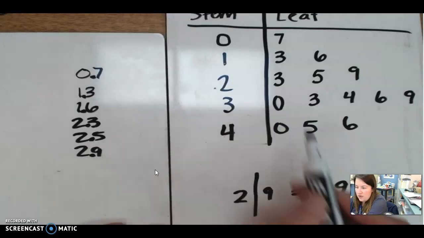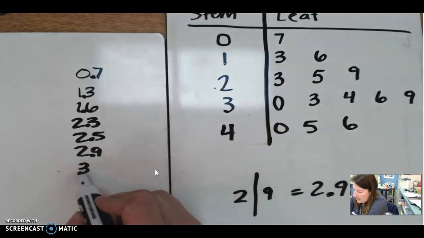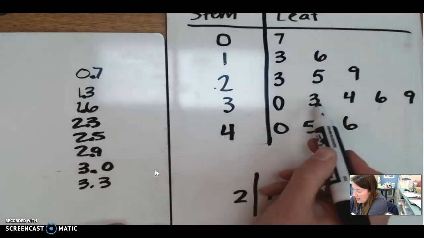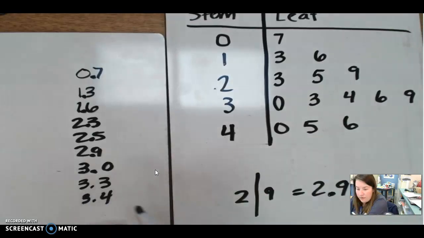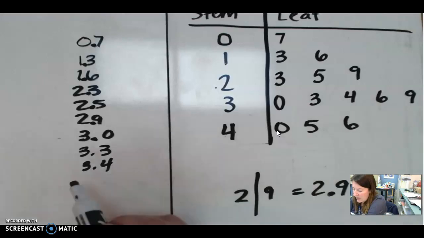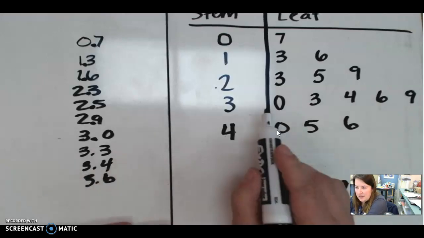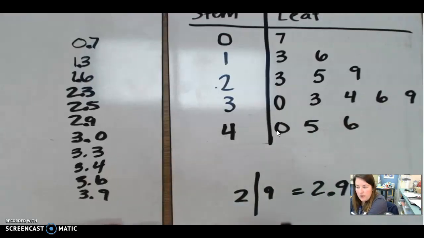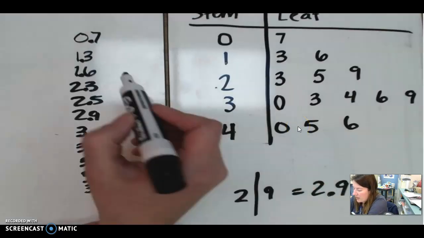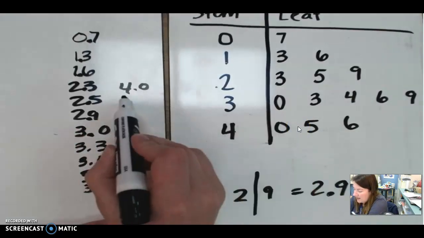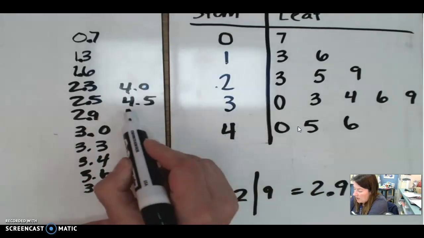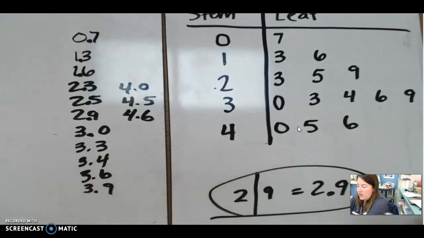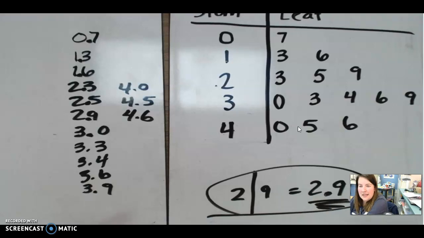Go down to the next one. This is not a 30 right now because it says put a decimal in. So it's 3 and 0 tenths. Then there's 3 and 3 tenths, 3 and 4 tenths, 3 and 6 tenths, 3 and 9 tenths. Then my 4s, this is not a 40 anymore because the key says to put them as decimals. So the key at the bottom of a stem and leaf is always going to tell you, is it going to be whole numbers or decimals?